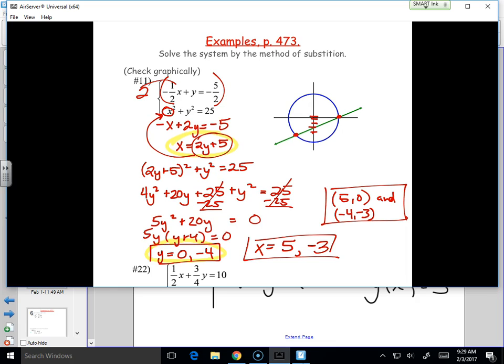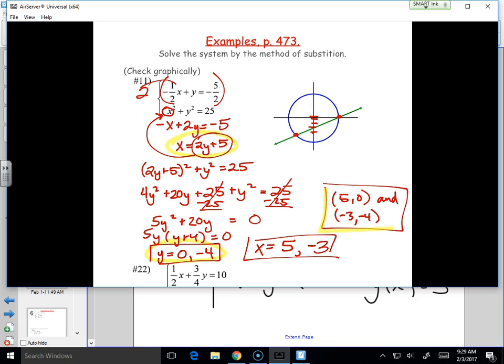Negative 4. Oh, did I write it backwards? I wrote both of them backwards too. No, I didn't. I wrote the other one. Yeah. Used to x coming first. Negative 3, negative 4.